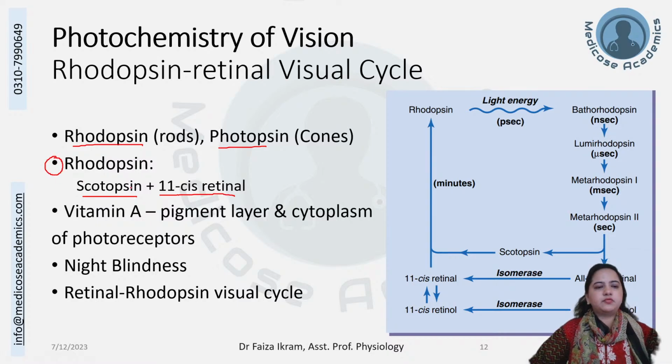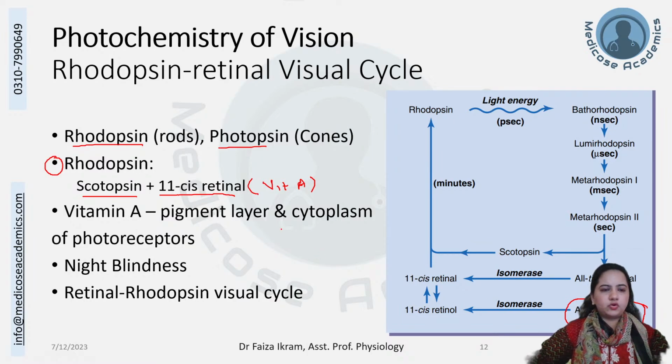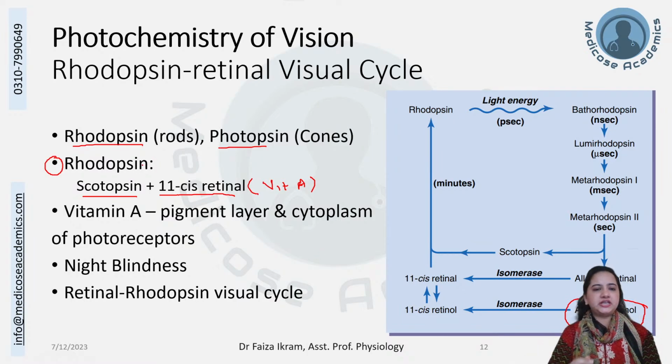Rhodopsin is further composed of these two things. 11-cis retinal is an isoform of vitamin A. Vitamin A in the pigment layer is stored in the 11-trans retinol form, which can be converted into 11-cis retinal with the help of isomerases. So rhodopsin essentially has the presence of an isoform of vitamin A and also the opsin.